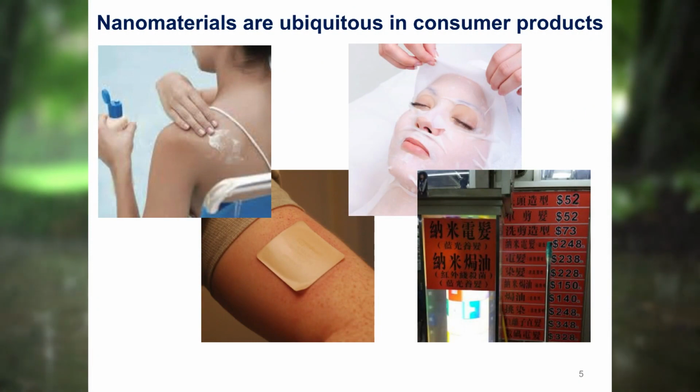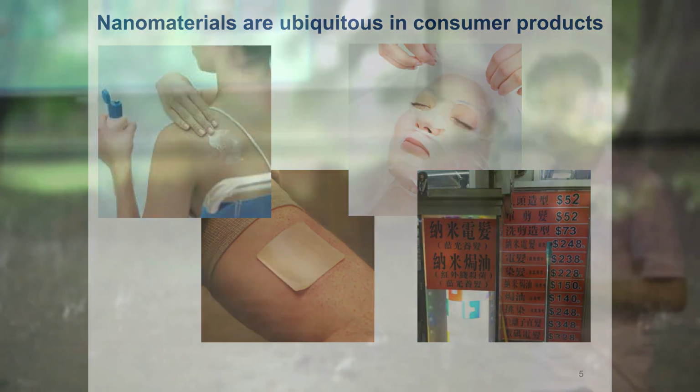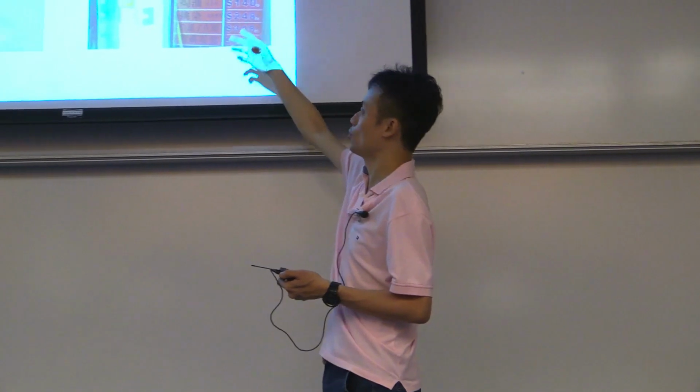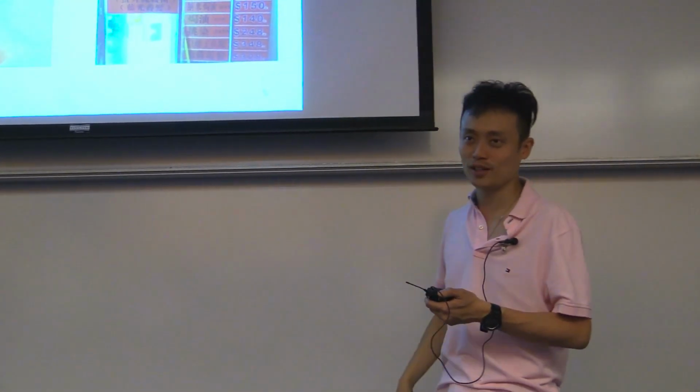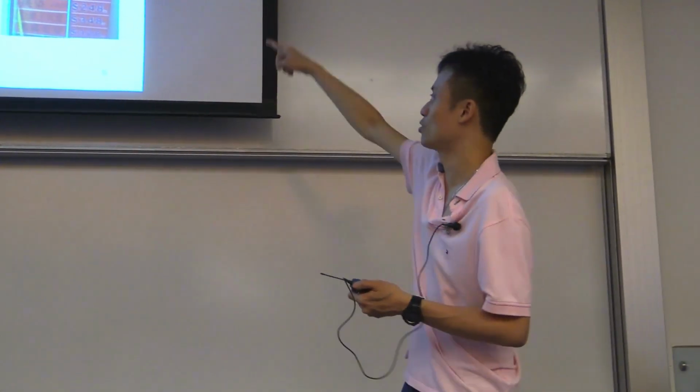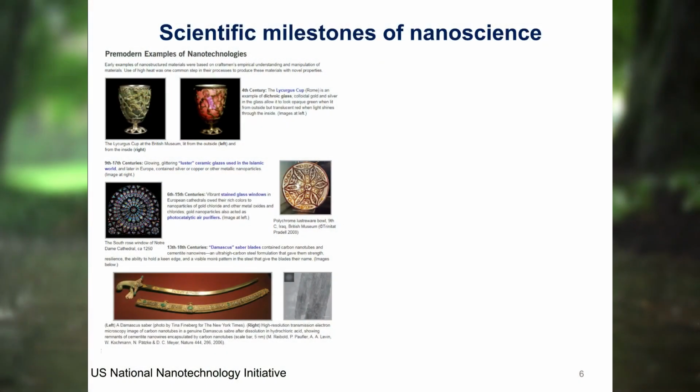This is in Chinese, I'm very sorry, but it does say nano perm, nano curls, nano perm. So you can actually get a nano perm from this barber shop right next to my place in my neighborhood. It's around $200. All right, so this nano concept is all around you. It's ubiquitous in consumer products.